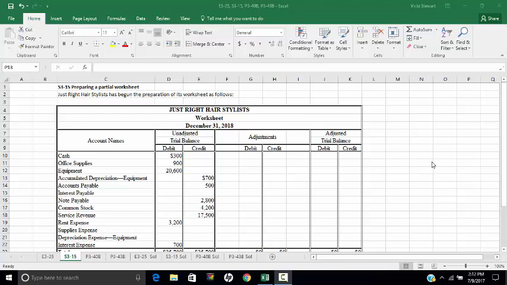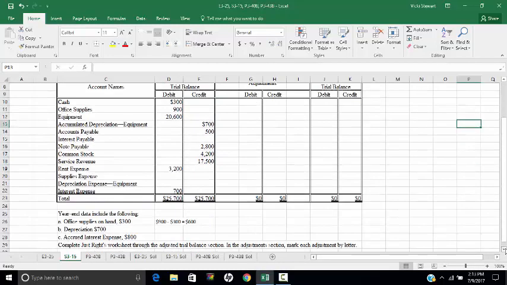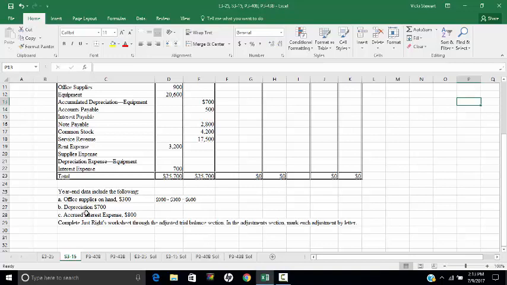This is a demonstration of exercise S315, preparing a partial worksheet. Just Right Hairstylist has begun the preparation of its worksheet as follows. And we're given a worksheet that has the unadjusted trial balance columns completed for the amounts from the general ledger. Then the problem gives us information from the year end and asks us to complete Just Right's worksheet through the adjusted trial balance section, and in the adjustment section to mark each adjustment by a letter.